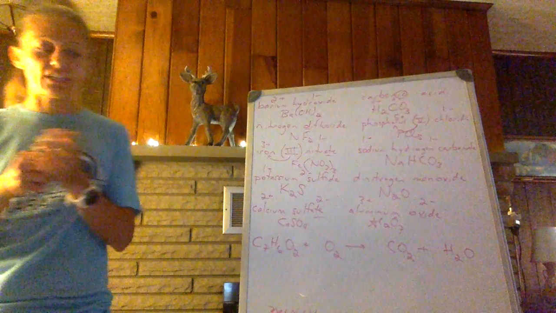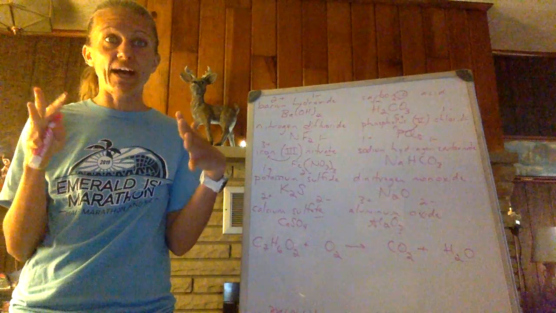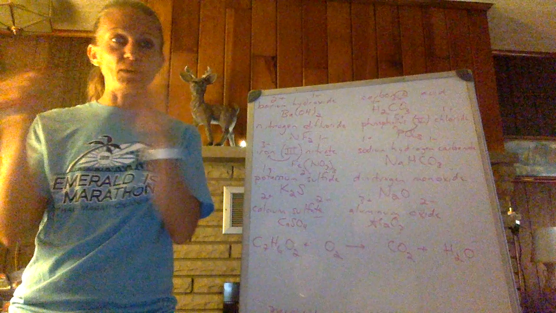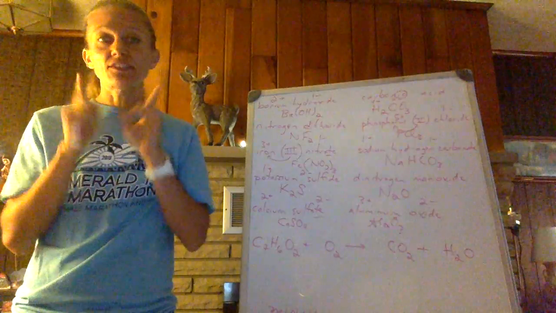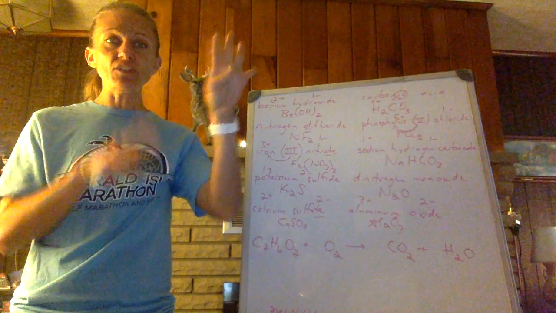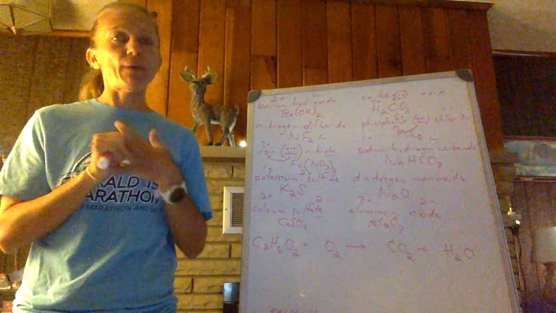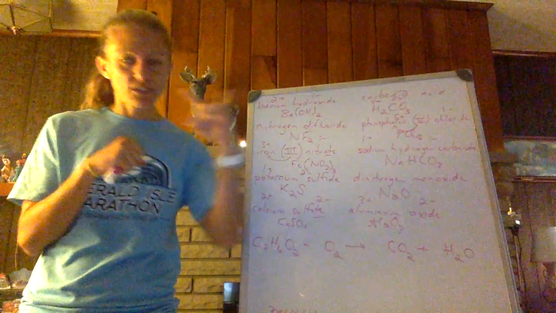Let's balance and classify some equations. When I classify equations, I'm looking for a couple patterns, and we're going to see them in the examples. Synthesis, 2 things make 1 thing. Decomposition, 1 thing makes a bunch of things. Single replacement, an element and a compound on each side, and the element throws something out of the compound. Double replacement is 2 compounds and things switch places.